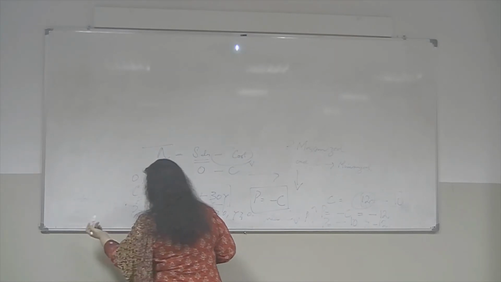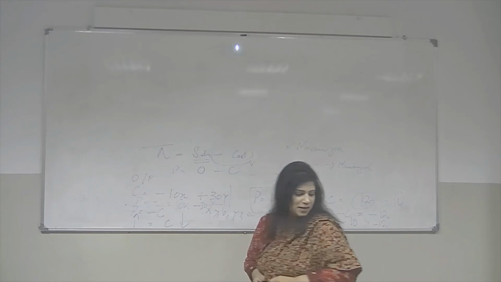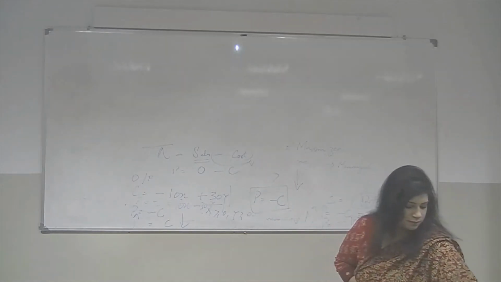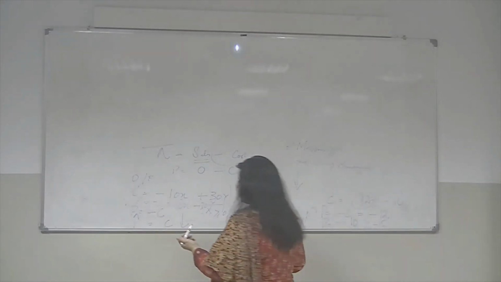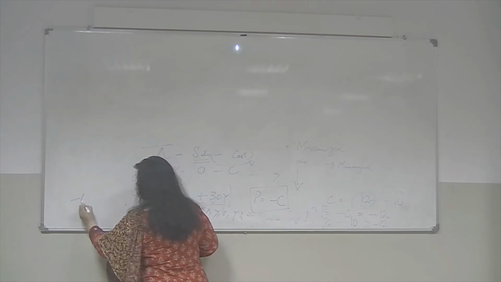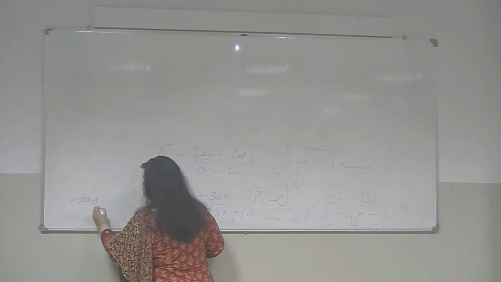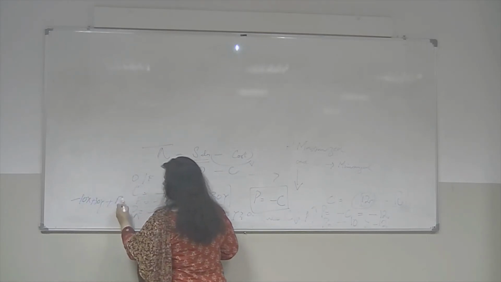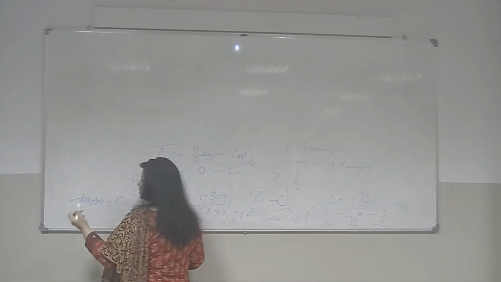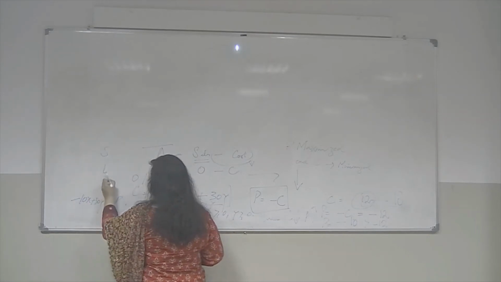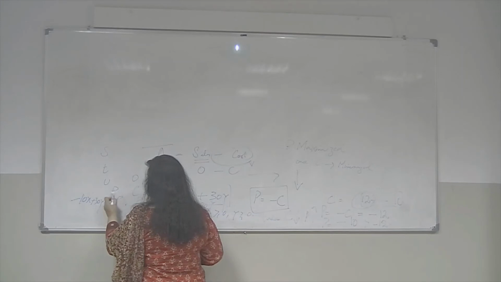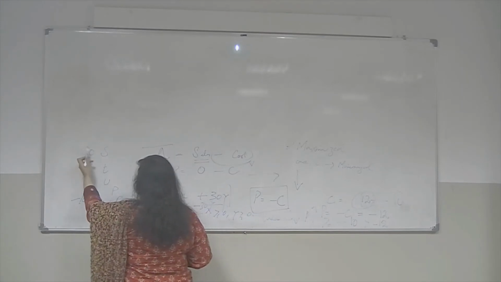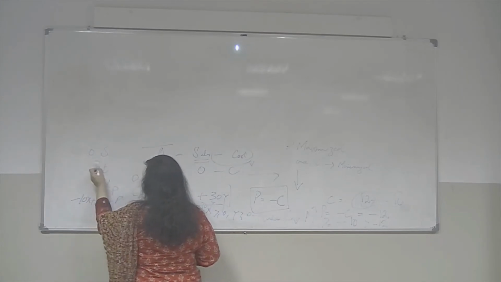I'm sorry, it's not visible. This marker's ink has dried up. Let me just rewrite this: minus 10x plus 30y plus P. So again, we will have those surplus variables S, T, U, and P, and we can keep them as 0, other than the variables that we have.